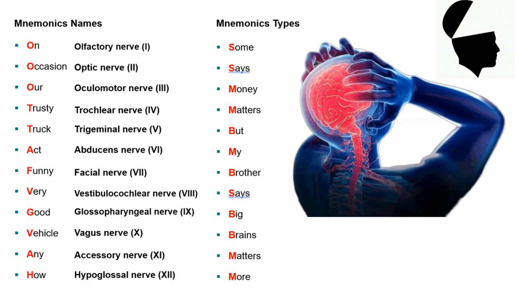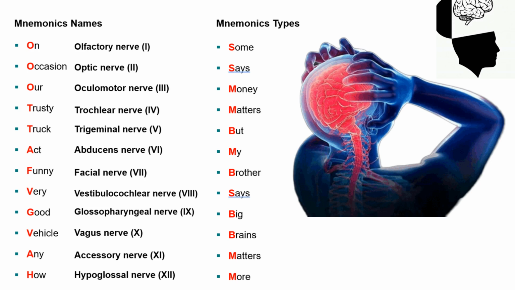To help you master the cranial nerves for your exam, let's use two classic mnemonics. First, to remember the names in order, use the phrase, "On occasion, our trusty truck act funny. Very good vehicle anyhow." Cranial nerve 1, olfactory, for on. Cranial nerve 2, optic, for occasion. Cranial nerve 3, oculomotor, for our. Cranial nerve 4, trochlear, for trusty.